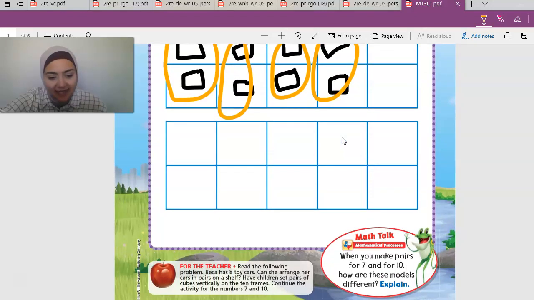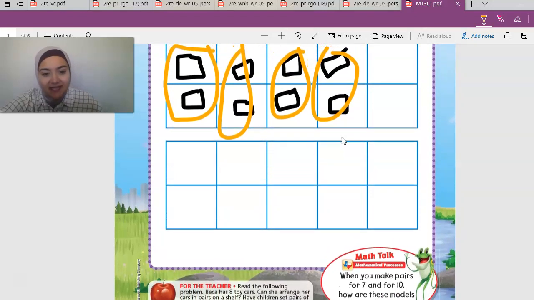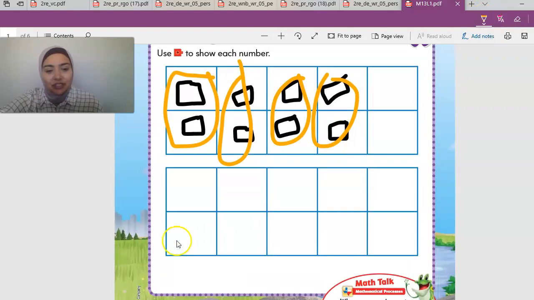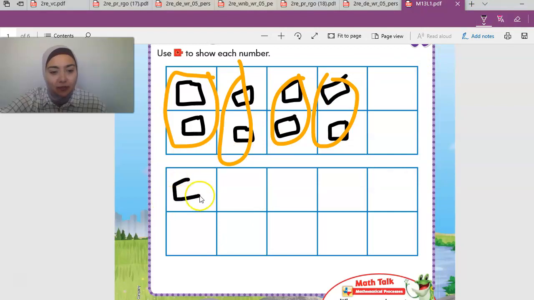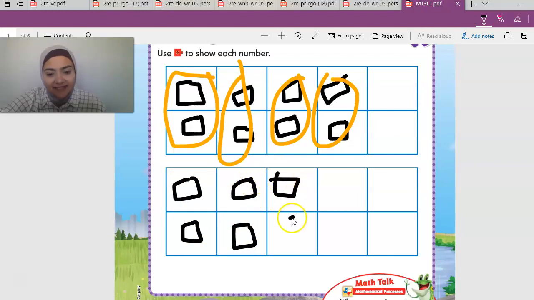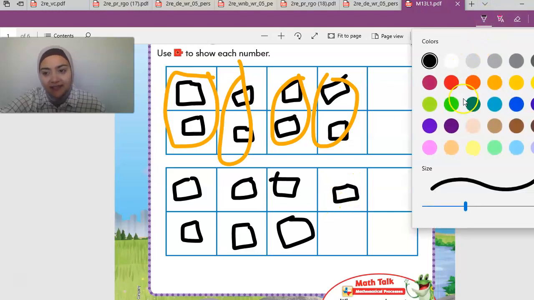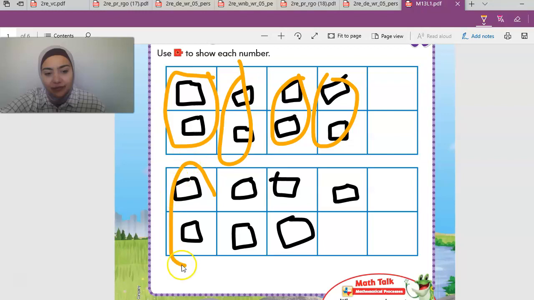Let's try it again. Let's try for the number 7, and then we're going to try again for the number 10. So let's try here the number 7. 1, 2, 3, 4, 5, 6, 7. Now we're going to circle the pairs. So we're going to circle every 2. So 1, 2, that's a pair. 2 pairs. 3 pairs. Can we circle this? No, it does not have a pair. It does not have a buddy. So this number is odd.